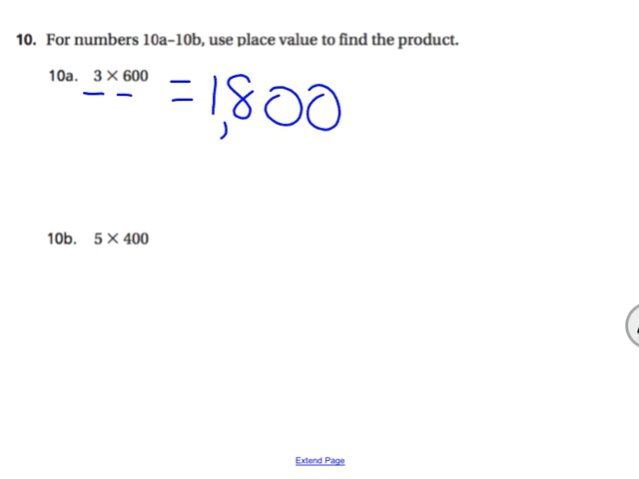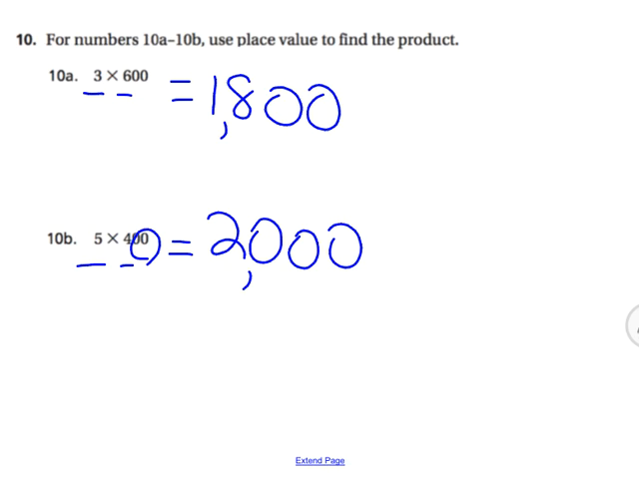10B. Always do the basic fact first, then add your zeros, okay? And I'll show you why, because this one, some children mess up on because they don't do the basic fact first. Okay, so the basic fact is 5 times 4. 5 times 4 equals 20. Then I add these 2 zeros. So my answer is 2,000. Okay.